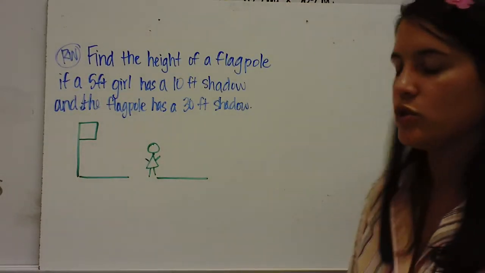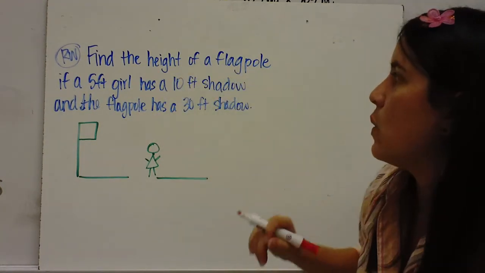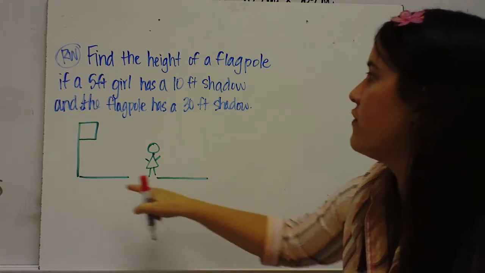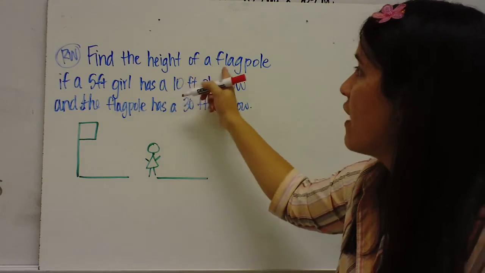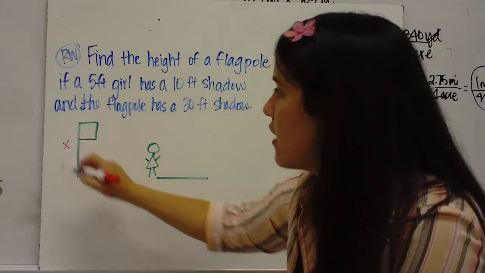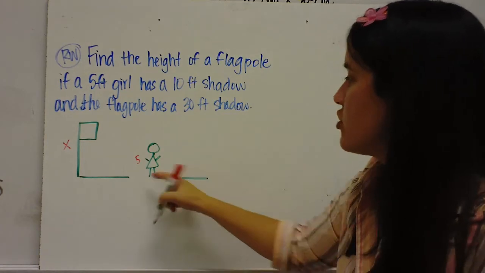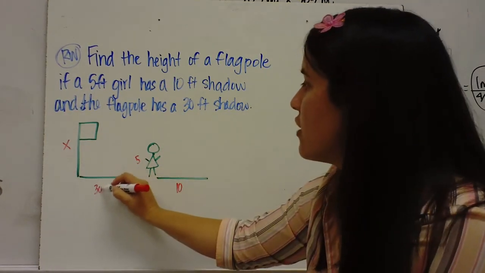So, real world. When are we going to need this in the real world? Find the height of the flagpole if a 5-foot girl has a 10-foot shadow and the flagpole has a 30-foot shadow. I've already drawn the picture for you. We're looking for how tall the flagpole is. The 5-foot girl has a 10-foot shadow on the ground, and the flagpole has a 30-foot shadow.